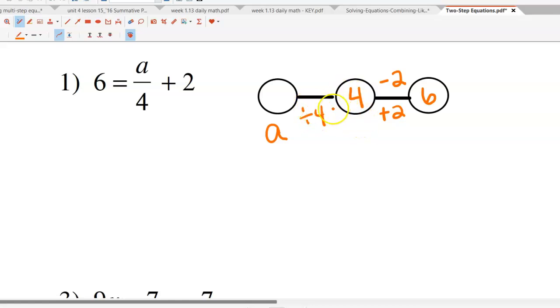And then the inverse of dividing by 4 is multiplying by 4. 4 times 4 is 16. So a here equals 16.